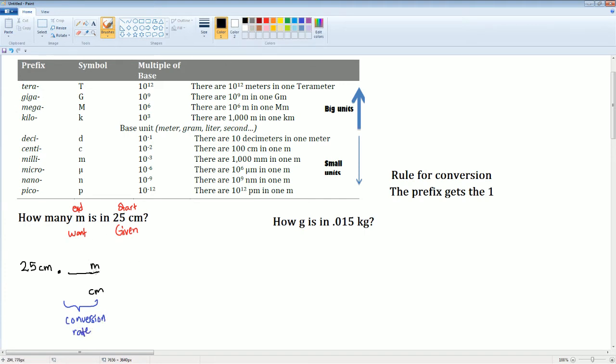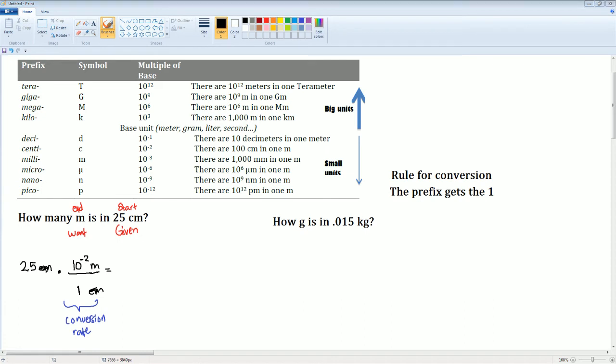So, how many meters and how many centimeters? Remember, we just said it: the prefix gets the one. So this has the prefix, so we put a 1 here. So 1 centimeter, and centi is what? 10 to the negative 2. So you can write it right here, 10 to the negative 2. Just follow this rule. That has a prefix of 1, and this is the conversion rate. Now let's see, does this get us what we want? Yep, centimeters cancels out with centimeters. We're left with meters.